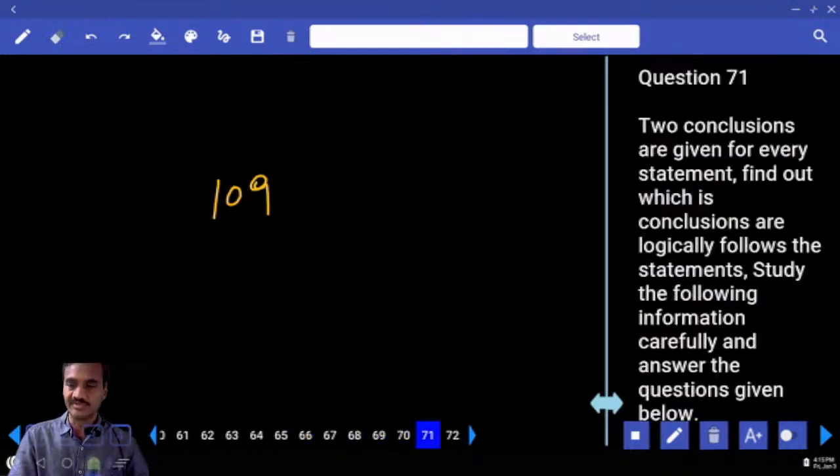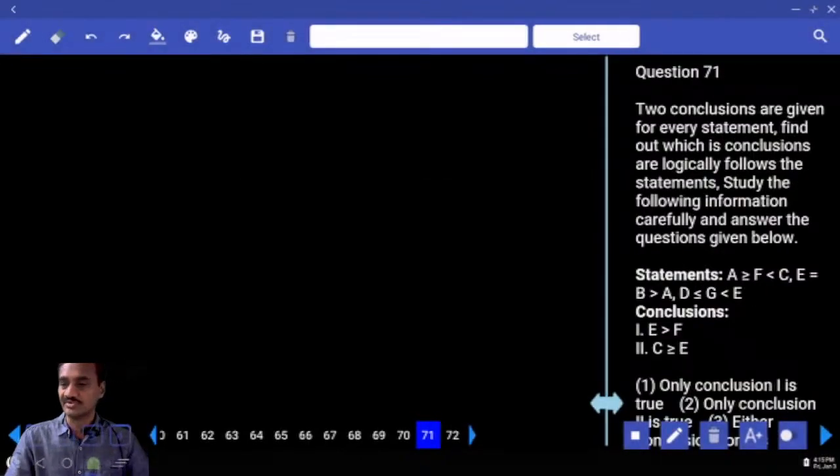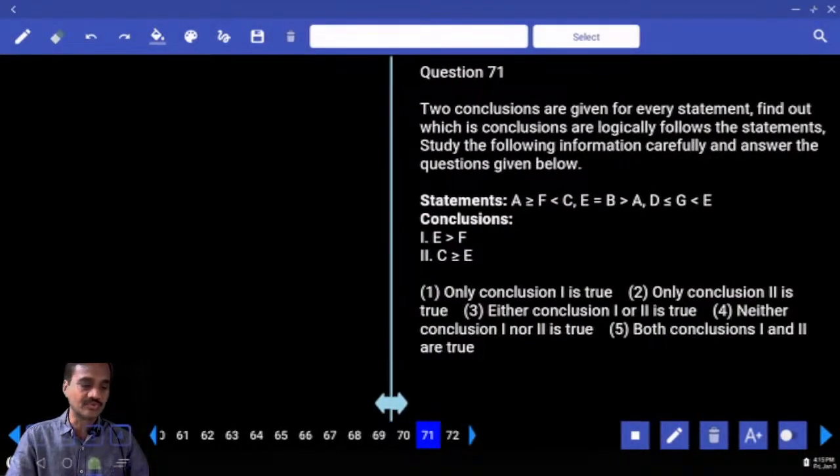The next one, 71 onwards. No, inequalities. Inequalities definitely come under the first priority itself. Now inequalities, how many questions were given under this one? Now 5 questions were given. Fine.